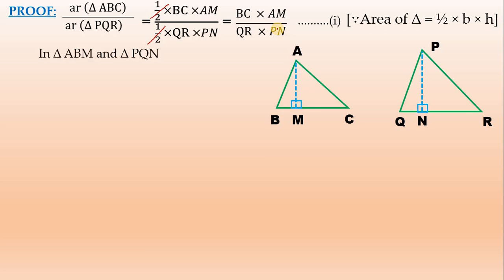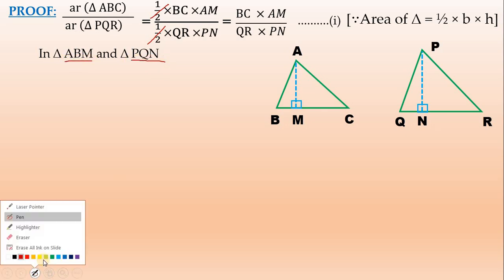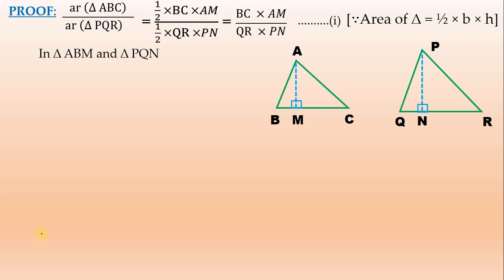Now, let us compare these two triangles, ABM and PQN. Just observe these triangles in the figure, children. Have you observed? Yes. These are the triangles which I have shaded in red and in yellow. Now compare these two triangles and show these two triangles are similar.